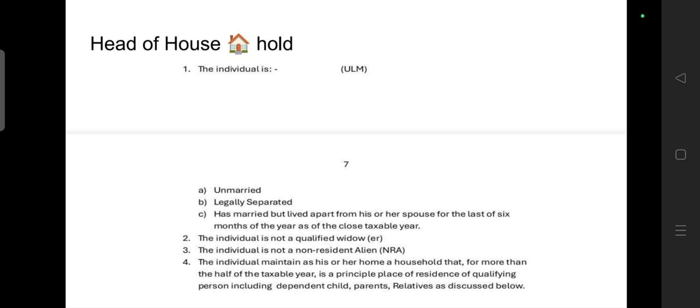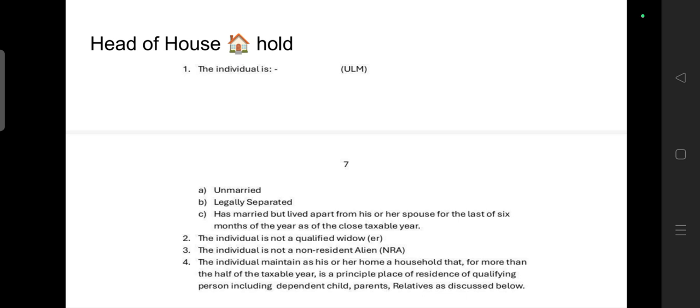The final condition is very important. For head of household, the final condition is that he has a house. In a house, there are a lot of expenses such as rent, mortgage interest, cost of food. He is running the show of the house, heading the house. Along with him, some qualified people live with him: maybe dependent children, or dependent parents, or any other dependent relatives. That place is the principal place of residence for these qualified people.